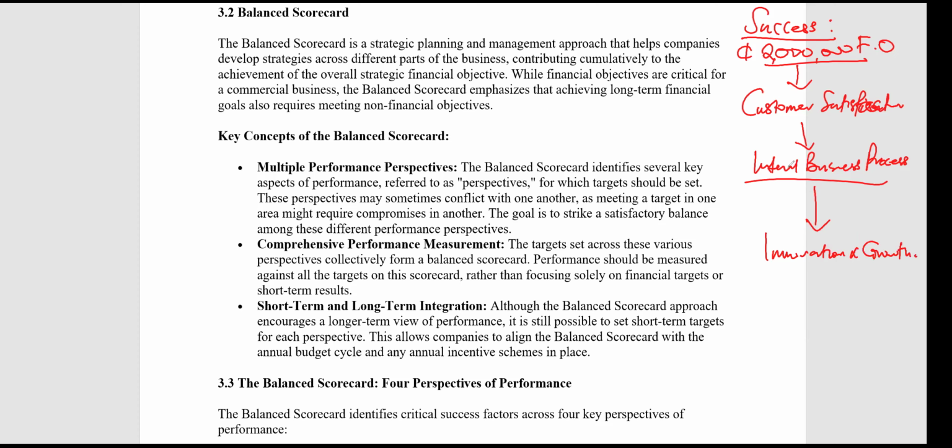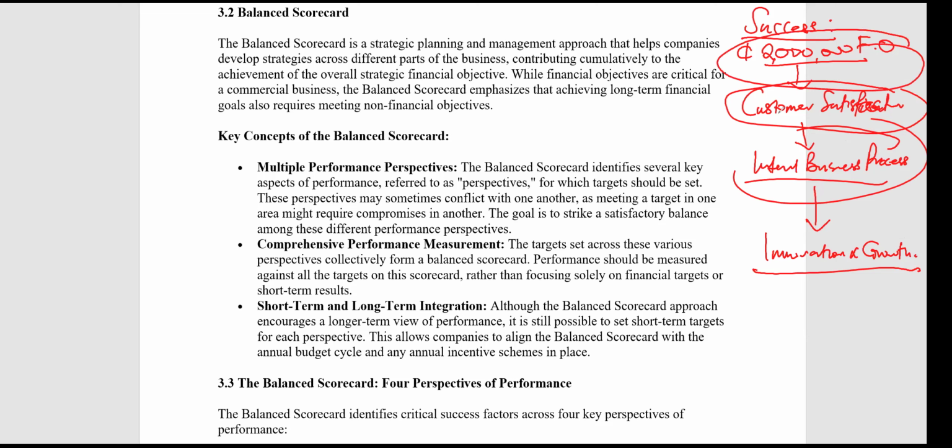So the balance scorecard is not just segments in isolation, but they work together. If I do better innovation and growth, I will have increased internal business process. If I have better internal business process, I will get better customer satisfaction. If I get better customer satisfaction, then I'll increase my financial capability. True or false? Yeah.